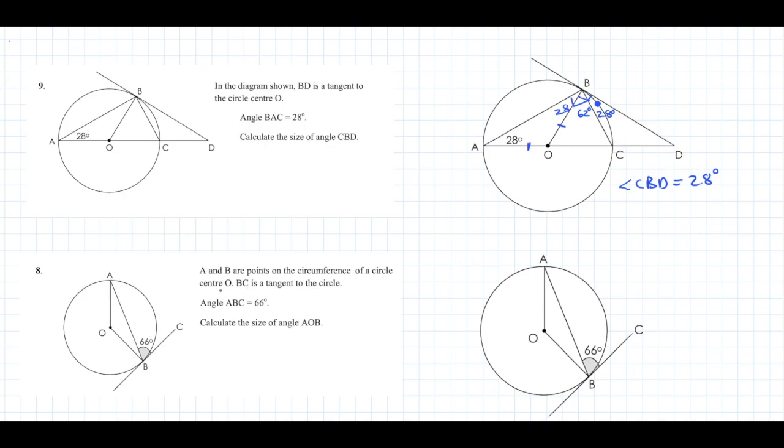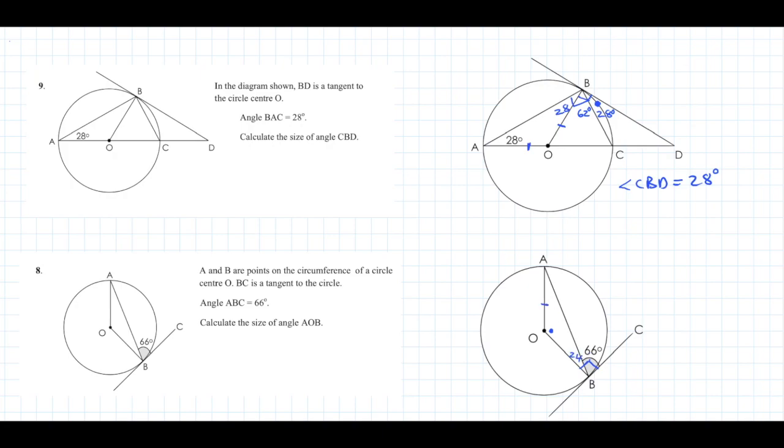Number 8. A and B are points on the circumference of a circle, centre O. BC is a tangent to the circle. Angle ABC is 66 degrees. Calculate the size of AOB. Here's AOB here. This is the angle that we want. Now again, if this is a tangent, that means that that's a right angle, the radius drawn to the point of contact. If this is 66, this here must be 24 degrees.